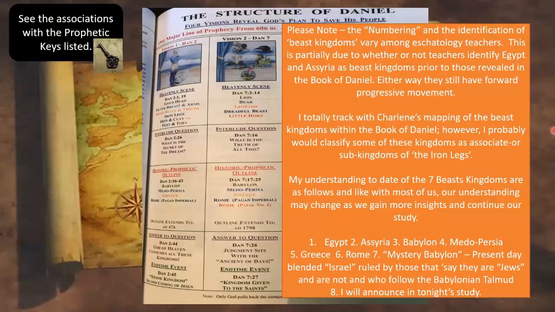So in addition, I'm just going to hit a few more. Key number 6, this vision follows the same literary structure as the vision in Daniel 2. And also key number 22, this vision contains a timeline within the historic prophetic outline section.